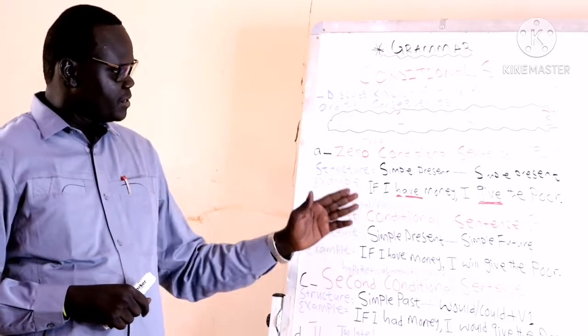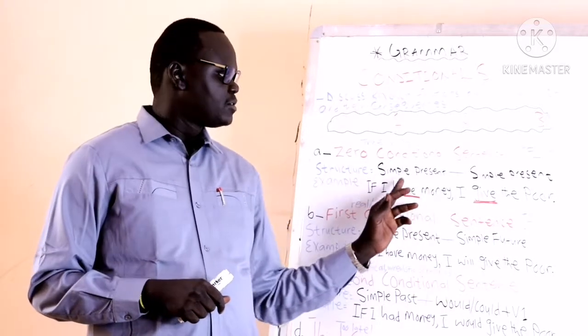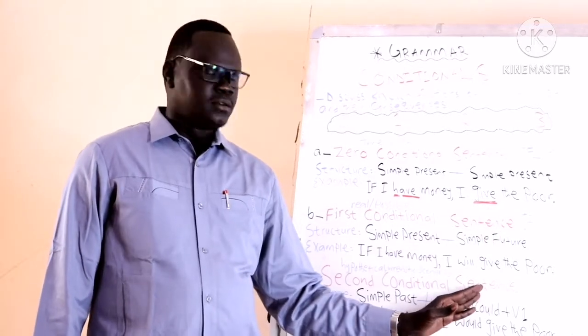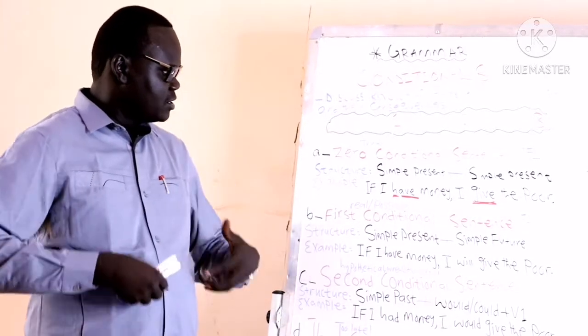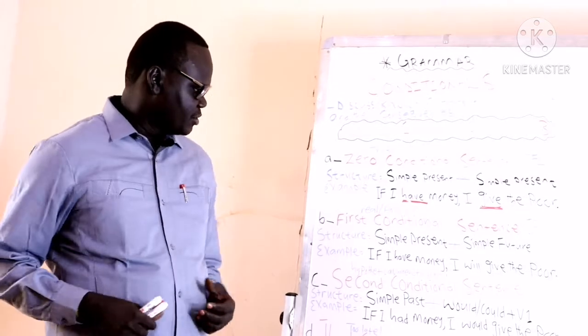The structure is simple present plus simple future. For example, if I have money, I will give the poor. But here it was, if I have money, I give the poor. There is no will. That shows that this one is a possible activity or a possible action.